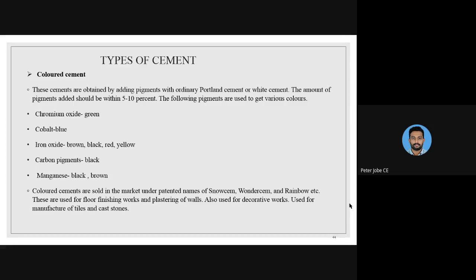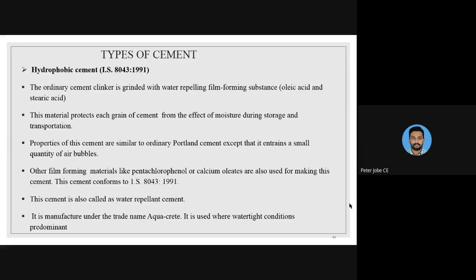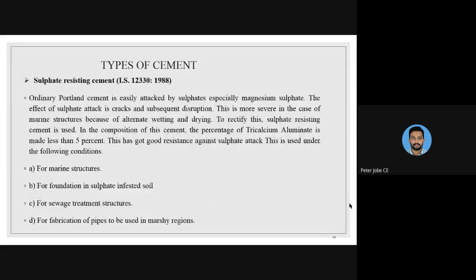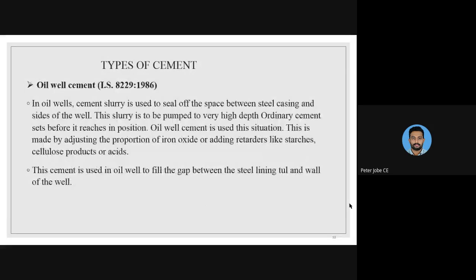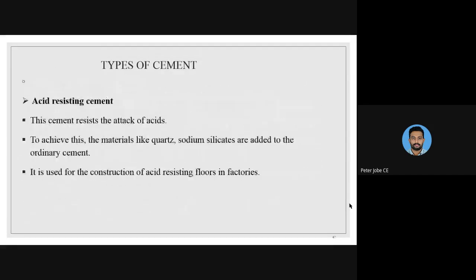Colored cements are sold in the market under patented names such as Snow, Wondersum, Rainbow, etc. These are used for floor finishing works and plastering of walls. Also used for decorative works, and for manufacturing of tiles and cast irons, etc. Still, there are different types of cement remaining.